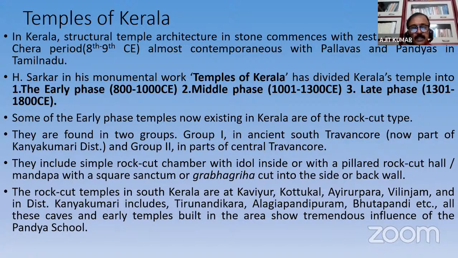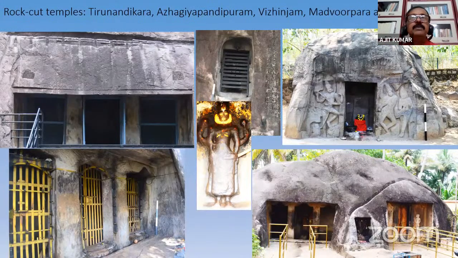The rock cut temples in South Kerala are observed at Kaviyur, Kottukal, Madavurpara and Vizhinjam, which are all in Trivandrum and Kollam districts. And in Kanyakumari district, which was anciently part of South Travancore, rock cut temples are noticed at Tirunandikara, Ariya Pandipuram, Bhutapandi, etc. All these caves and early temples are built in an area which shows tremendous influence of the Pandya school of art.